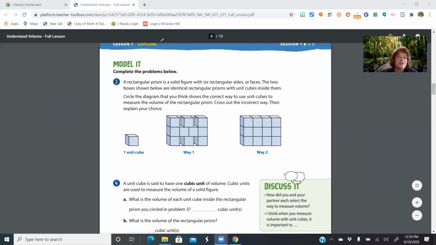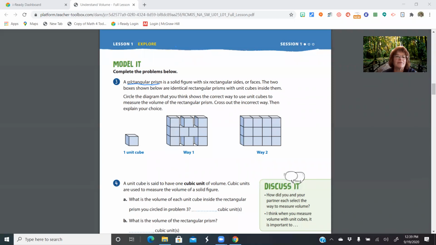Model it. By the way, once again, we're on page 6. Complete the problems below. A rectangular prism. We're going to be talking about, let me underline that, a rectangular prism is a solid figure with 6 rectangular sides or faces. These right here are called faces. The 2 boxes shown below are identical rectangular prisms with unit cubes inside of them. So this would be a rectangular prism, and these are the unit cubes. Same here, a rectangular prism with unit cubes.